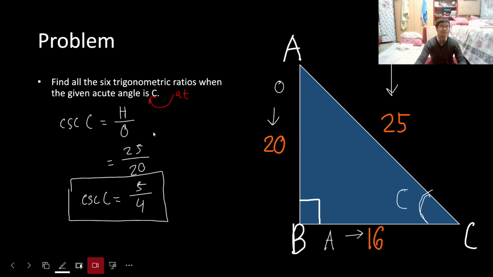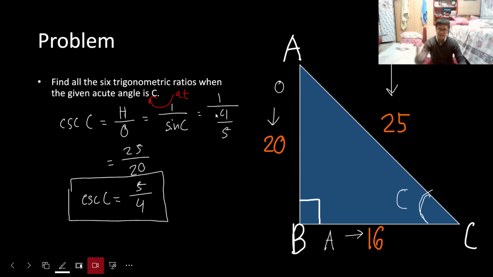Or, remember that cosecant C is the reciprocal of sine. So we can have 1 all over sine of C. What is our sine of C? Earlier, what was sine of C? Remember, it's 4 all over 5.